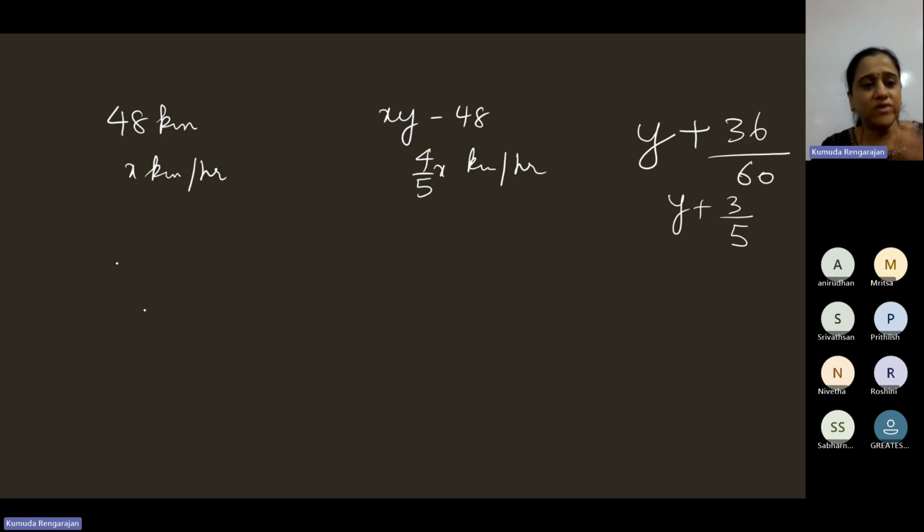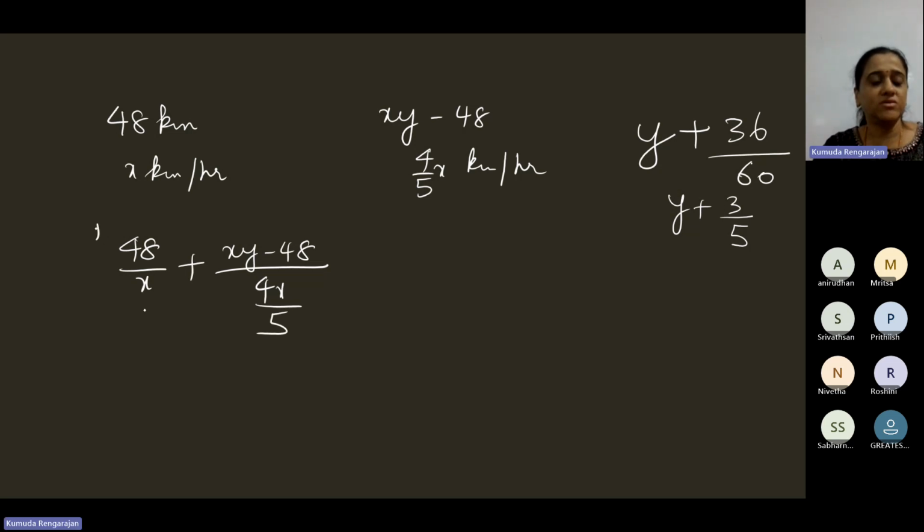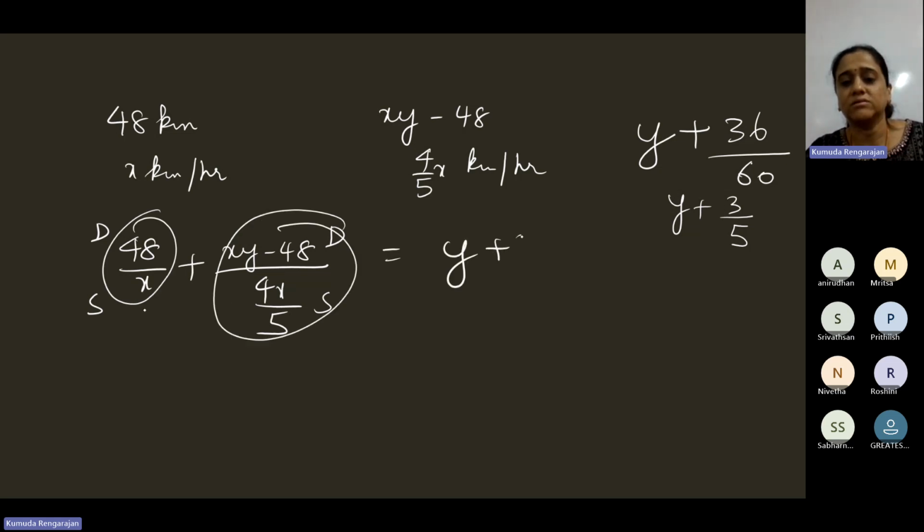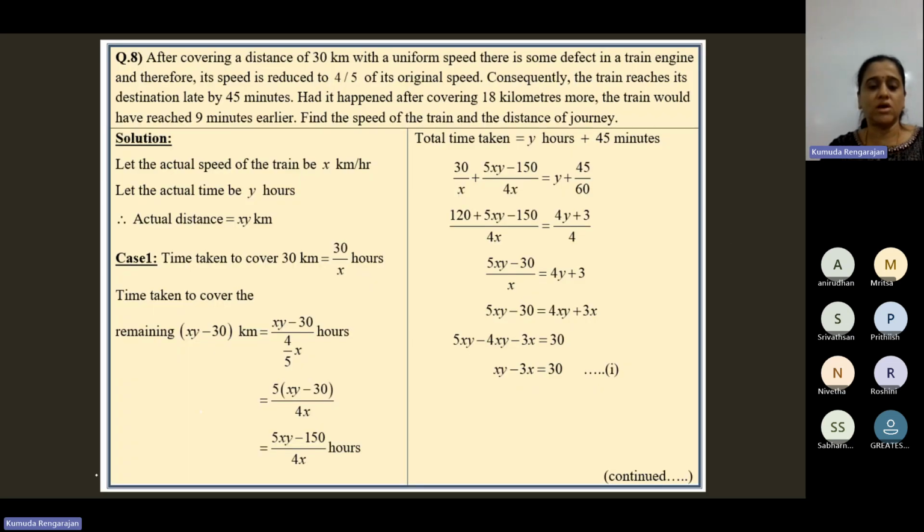So the time taken to cover the first 48 kilometers, distance by speed, plus the time taken to cover the remaining distance, with the remaining distance and speed as above, is equal to the total time taken. These are two equations. You need to solve these two equations and find the values of x and y. All right. Please write the question and solve it now in the class.